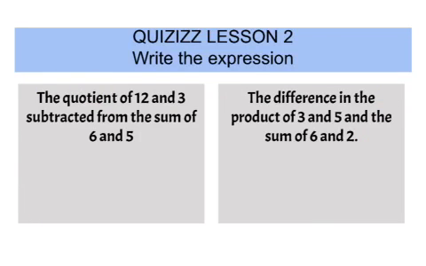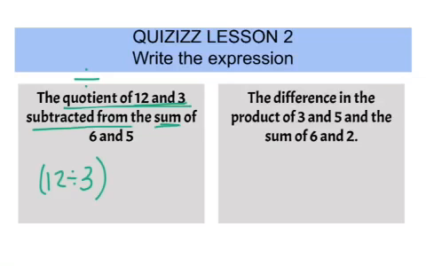Okay, the quotient of 12 and 3 subtracted from the sum of 6 and 5. Alright, so let's pull this apart and see what's going on here. The quotient of 12 and 3. Quotient means I'm going to be dividing. So I would divide 12 divided by 3. Okay, so I'm going to write that down because I know I'm starting there. Subtracted from, so I have to take that away from the sum of 6 and 5. So I'm going to have to go back and erase this because I think that's got to go somewhere else.